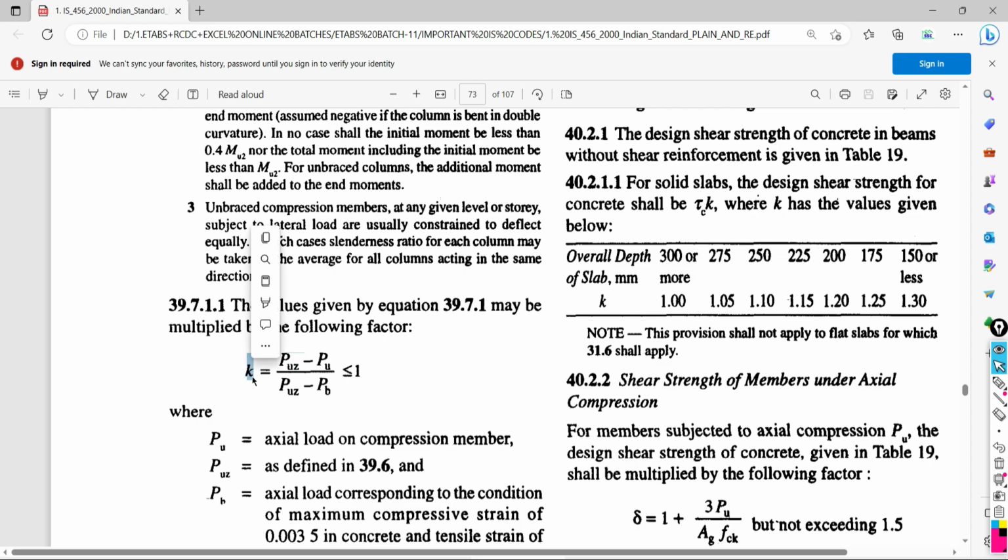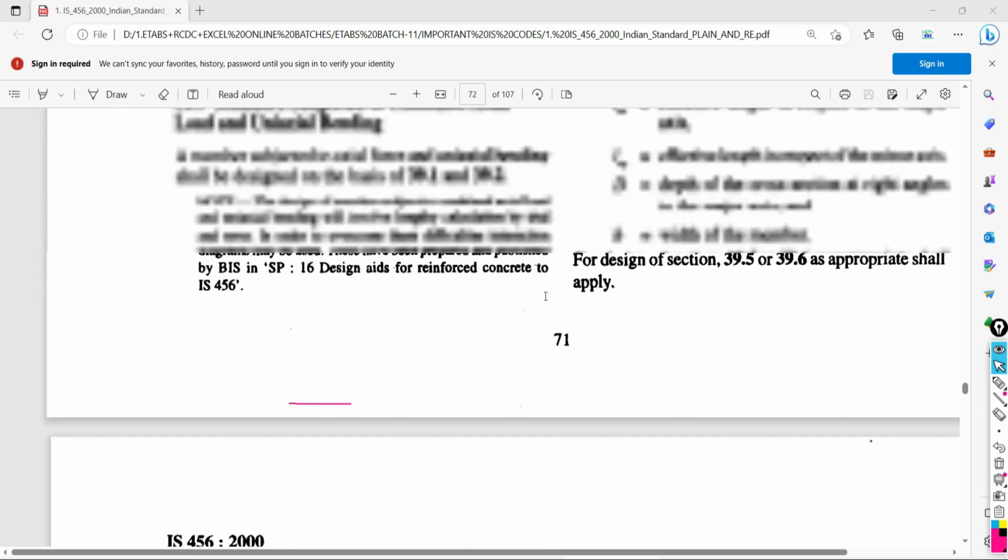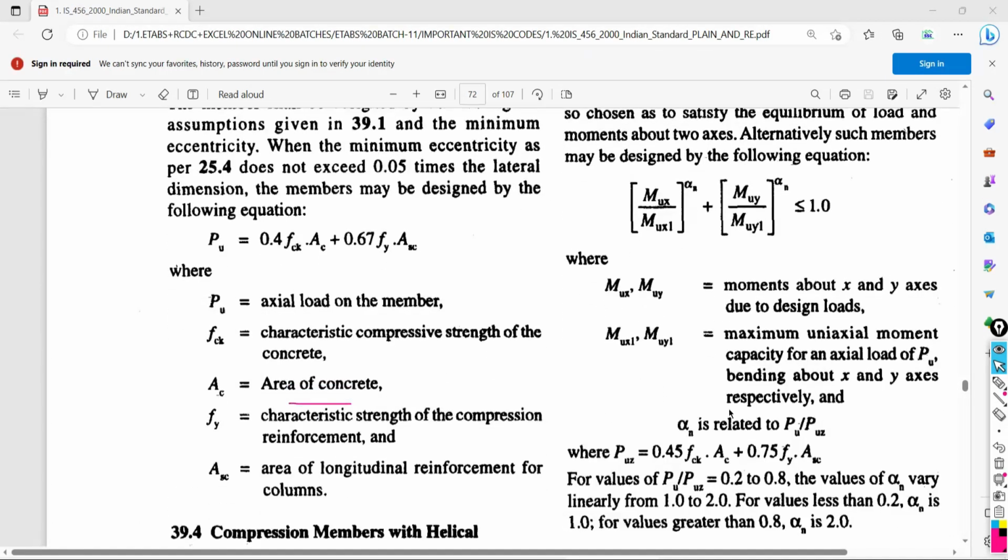So this k is nothing but the moment reduction factor, and it is calculated by this equation: Puz minus Pu, divided by Puz minus Pb. So how to calculate the Puz? It is defined in 39.6. When you look at clause number 39.6, here is the equation given to calculate the Puz. So we are going to use this equation for calculating the Puz value in our proposed example.